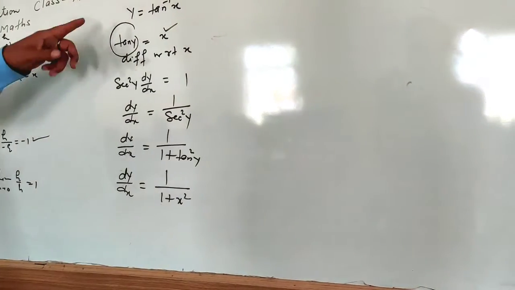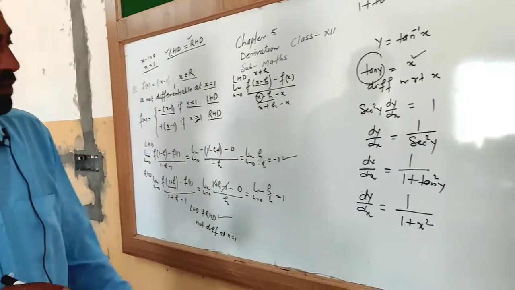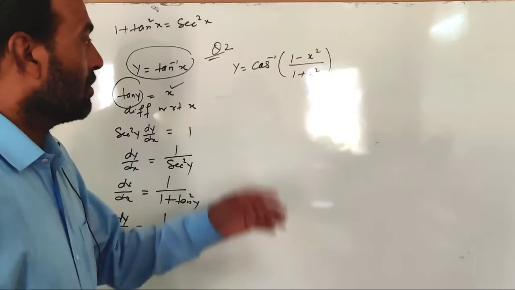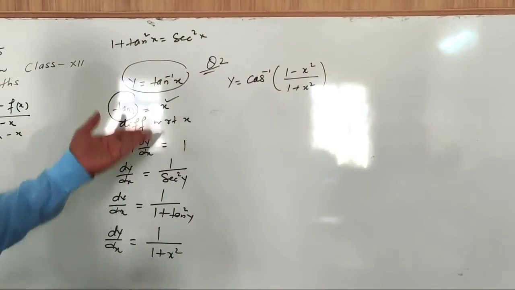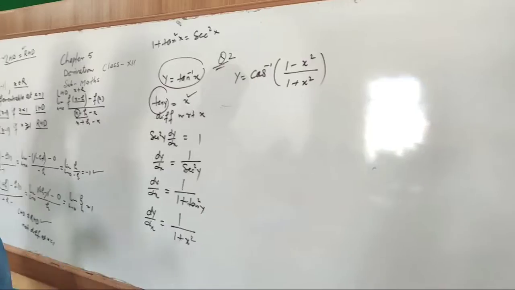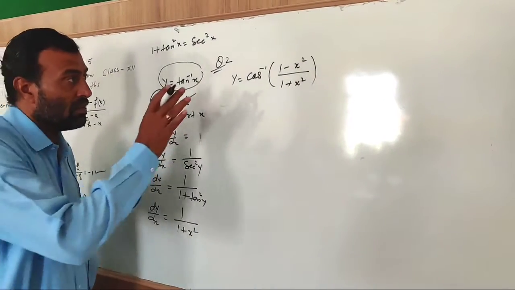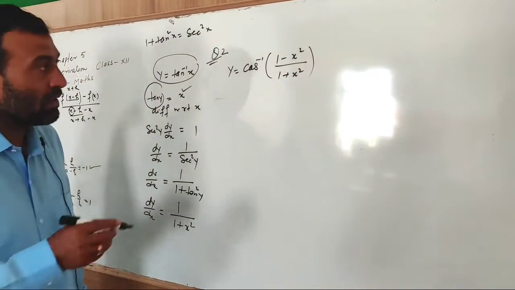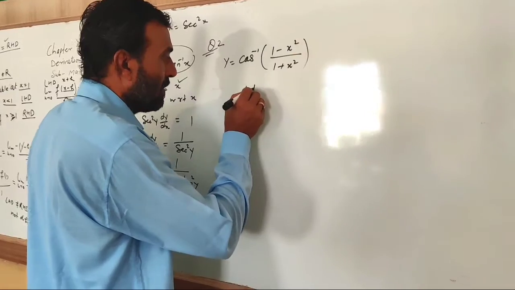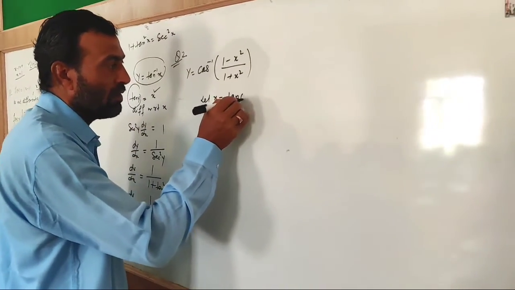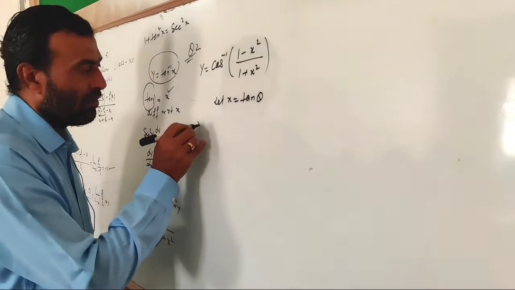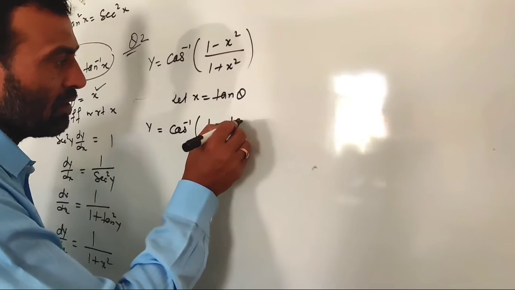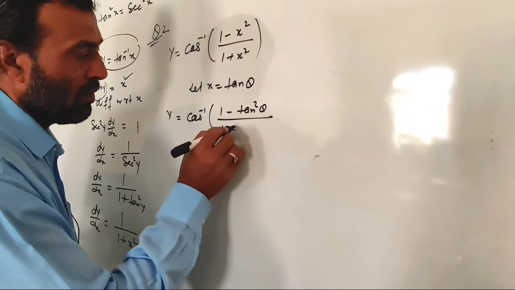This is the complete process of finding dy upon dx for the inverse function. For y is equal to tan inverse x, we have found dy upon dx is 1 upon 1 plus x square. Same process applies here. One more question: y is equal to cos inverse of (1 minus x square) upon (1 plus x square). In this question, first of all, let x is equal to tan theta. Replacing x by tan theta, we get y is equal to cos inverse of (1 minus tan square theta) upon (1 plus tan square theta).